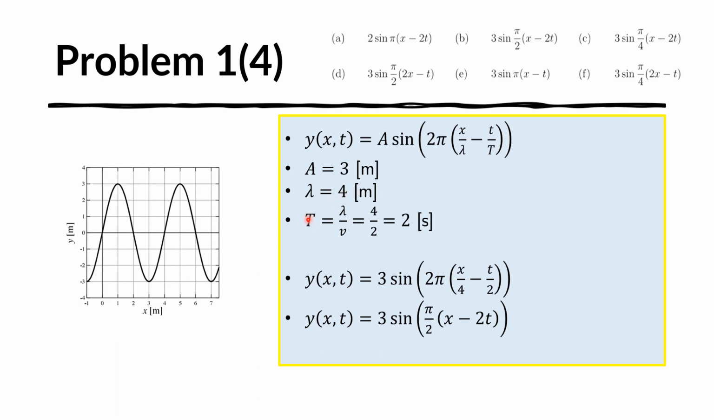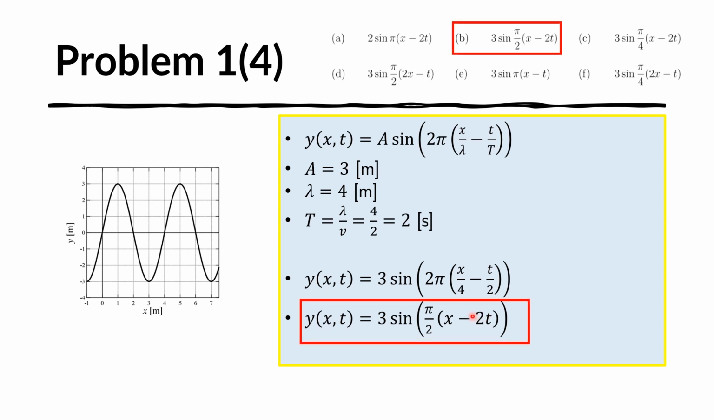And the period, we found that the relationship between the period and the speed and the wavelength is this expression here. And we know the wavelength, that's 4. And the speed is given in the problem, that's 2. And therefore, the period is this. Now we just replace the values of this, and this is what we get. Now we just have to simplify this a little bit more. We factor out 1/4, move this out in here, so we get a pi over 2 in here. And this one, because it's 2 originally, we just get a 2 as a coefficient. And this conveniently matches with one of the choices.